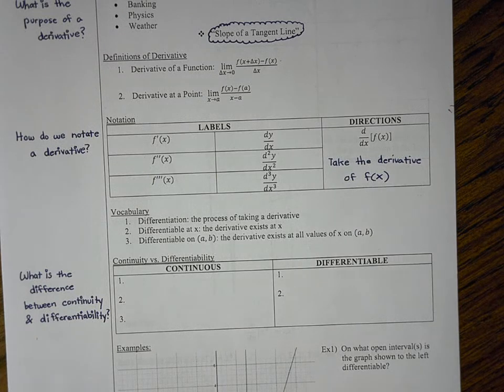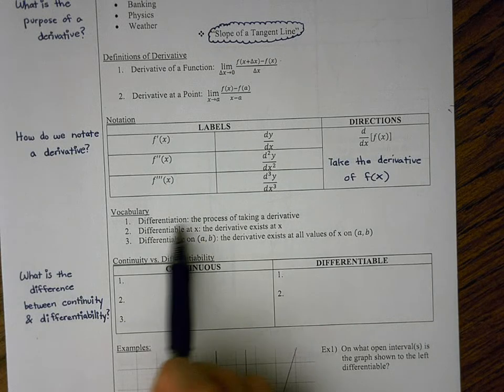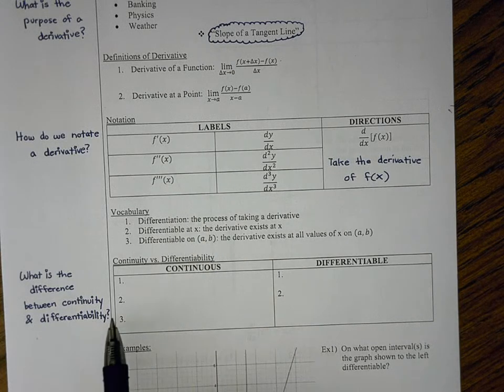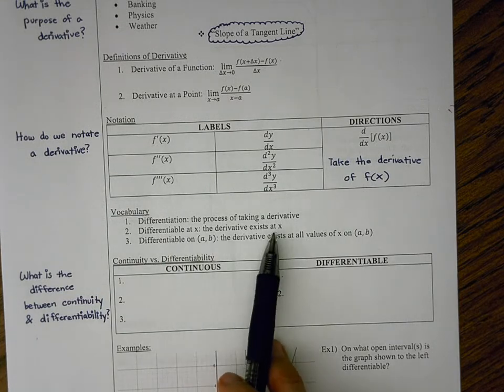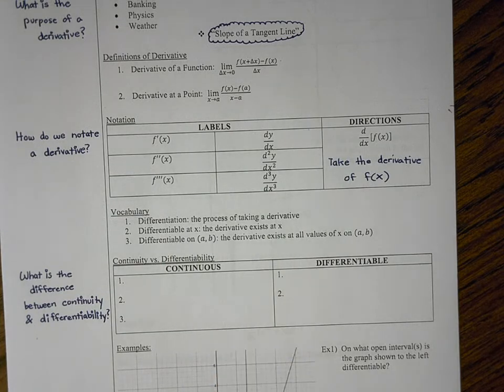Differentiation is that process of taking the derivative, engaging in taking it, which we're going to be looking at some rules in a short bit here for how to take the derivative. Okay, to be differentiable at x means that the derivative exists at x. So at x equals 2, I have a derivative or a slope of the tangent line. It is 3, right? Something like that. I can take the derivative.